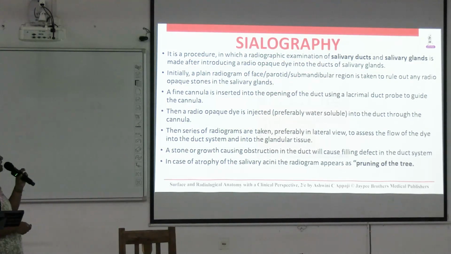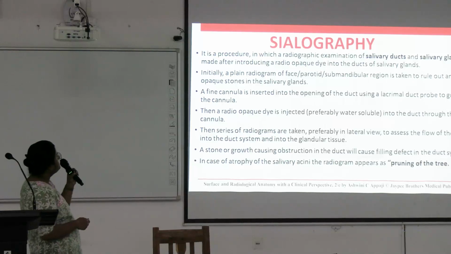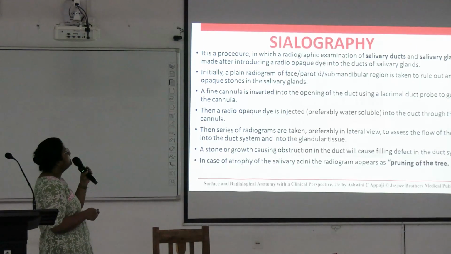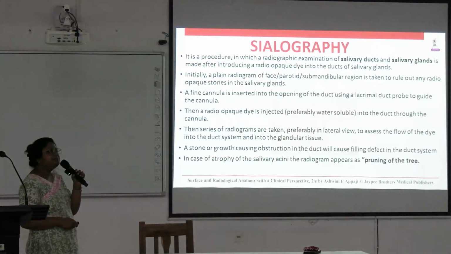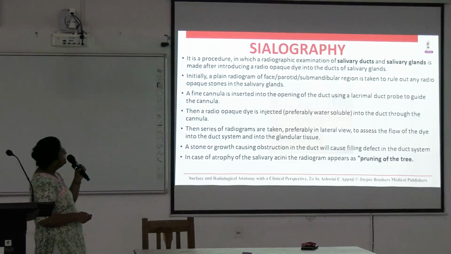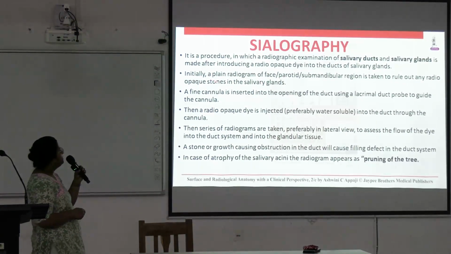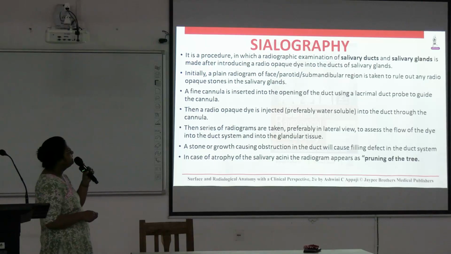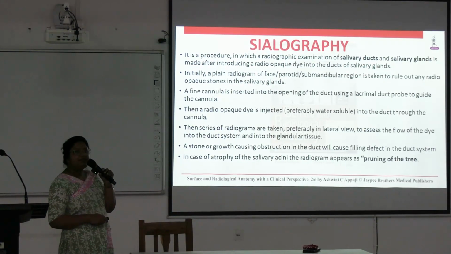Next, we are going to sialography. Sialography is a procedure in which radiographic examination of salivary ducts and salivary glands is made after introducing a radiopaque dye into the ducts of the salivary glands.